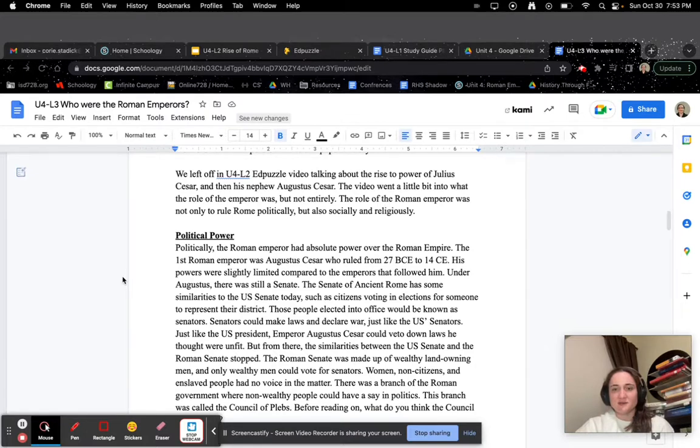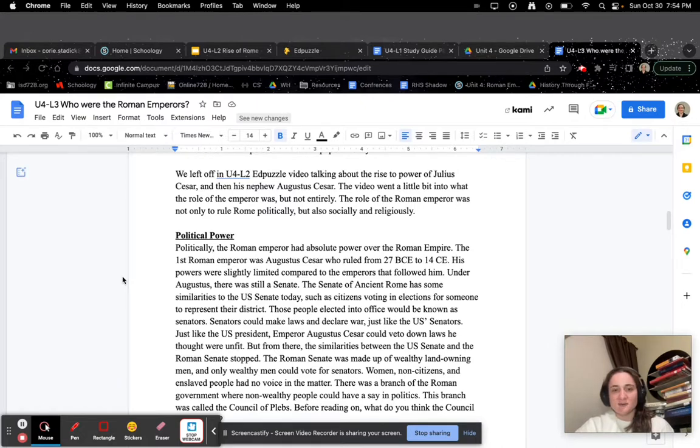The Senate of ancient Rome has some similarities to the US Senate today, such as citizens voting in elections for someone that represents their district. Those people elected into office would be known as senators. Senators can make laws and declare war, just like the US's senators. Just like the US president, Emperor Augustus Caesar could veto laws he thought were unfit. But from there, the similarities between the US Senate and the Roman Senate stopped.